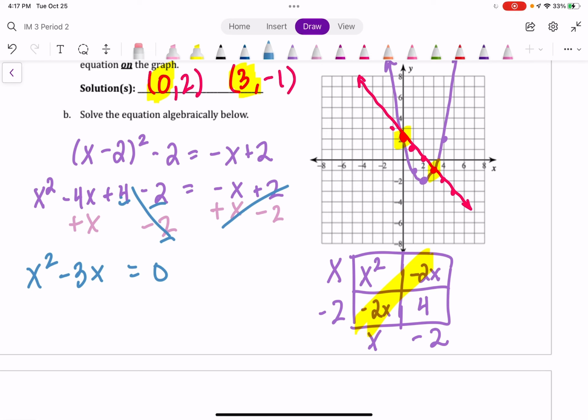We could factor, use the quadratic formula, but we can also notice both of these terms have an x. So that's actually something we can factor out. If we take out an x, x times x would give us x squared, and then x times minus 3 would give us minus 3x. So this is how it's going to factor. We'll get x equals 0 and x equals 3, just like we did when we were graphing.